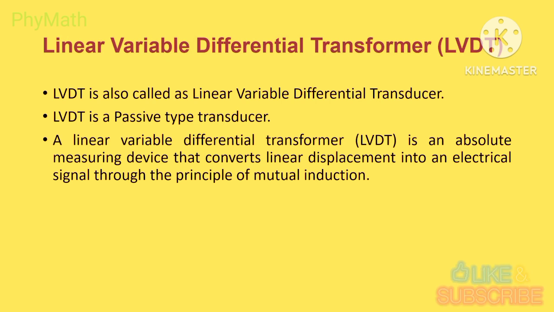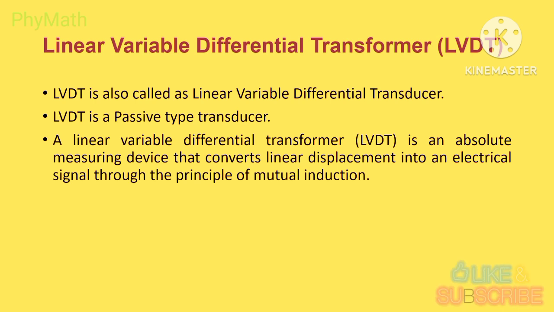Now LVDT stands for Linear Variable Differential Transformer, or you can also call it a Linear Variable Differential Transducer. LVDT is a passive type of transducer. As we know, there is a basic difference between the active type of transducer and the passive type of transducer.